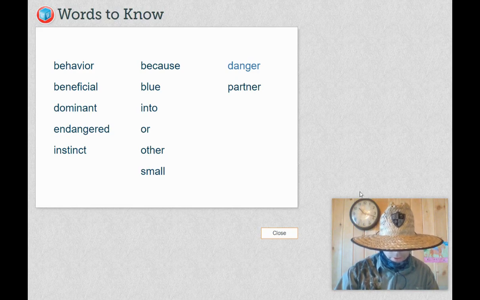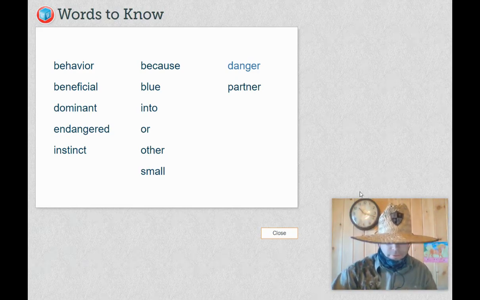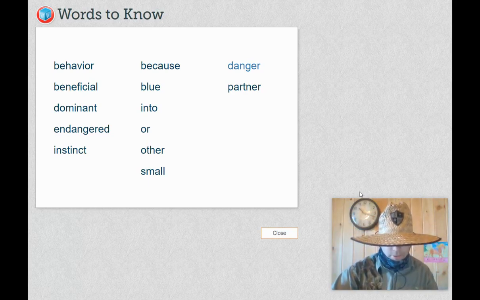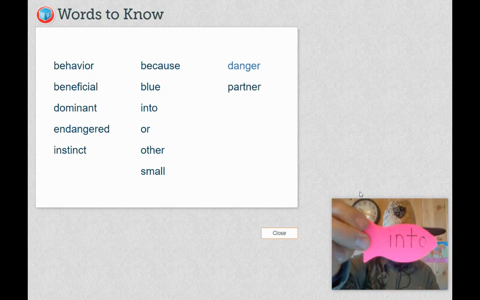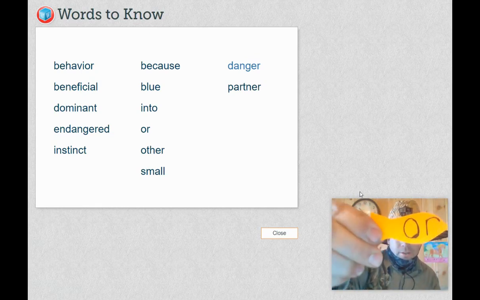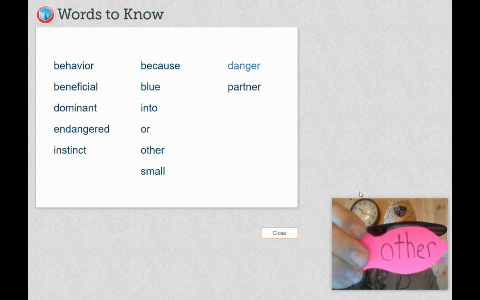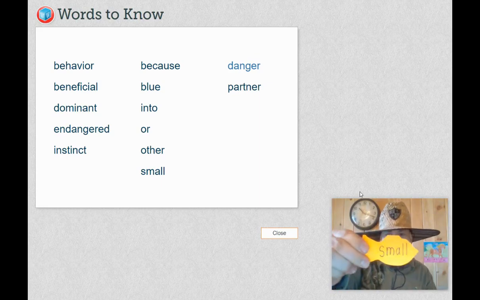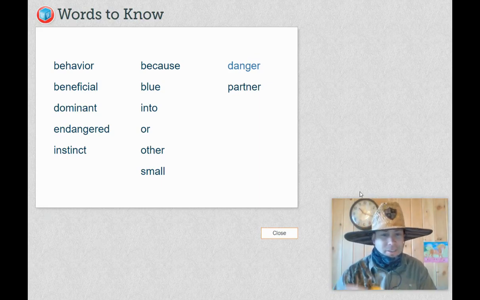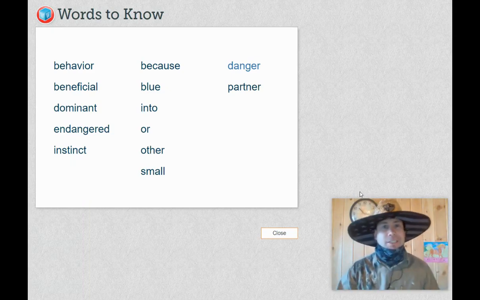Here we go. First one, because. Blue, B-L-U-E, the color. Into, or tiny guy. Other, and small. They're still a little wet. Oh well, they'll fry up nice and taste delicious, I'm sure.